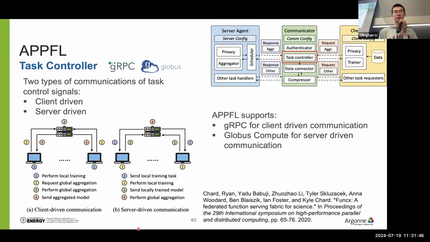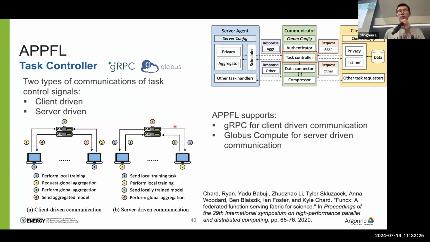And there is another type of communication, called server-driven, where the server controls the whole FL process. The server first sends a task signal to the client, asking the client, I want you to do local training on your site using your local data. Second, the client performs local training using the local data and then sends the locally trained model as a result of the task back to the server, and the server aggregates those local models. In this case, it is the server that initiates the local training at the client side.